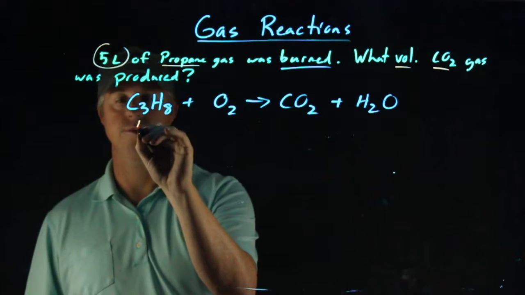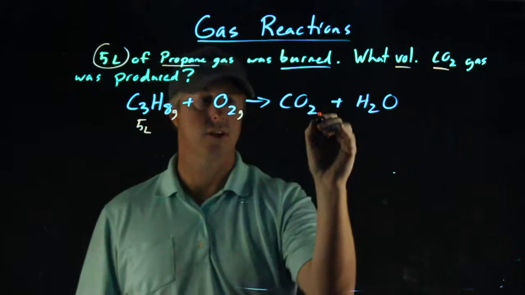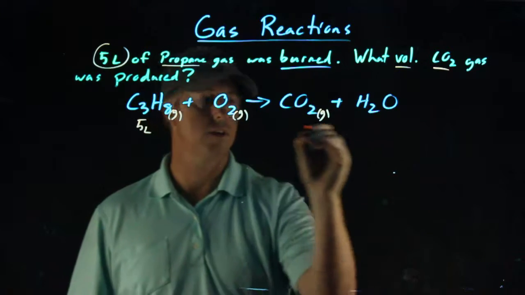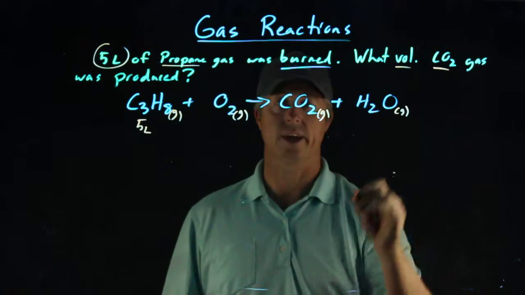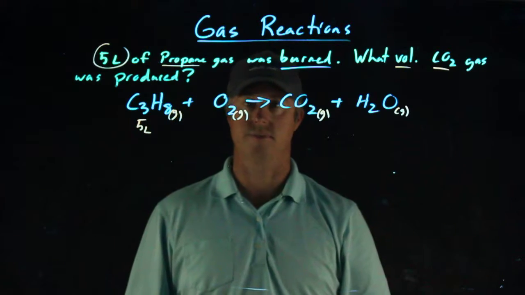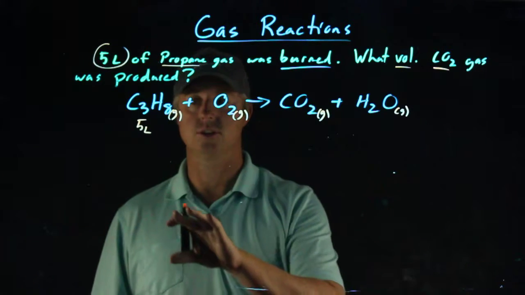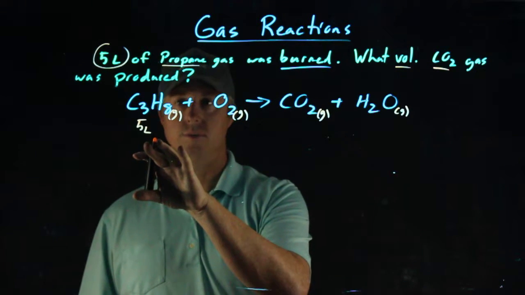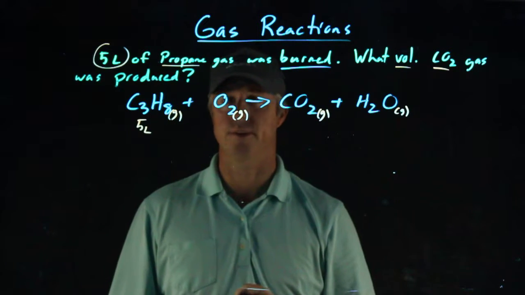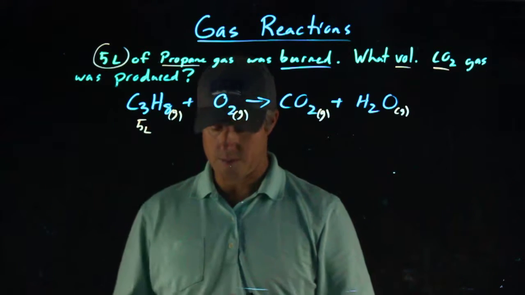I know I start out with 5 liters of propane gas. Oxygen's a gas, carbon dioxide's a gas, and water is actually going to be in gaseous form when we burn it. Okay, so all of these are gases. If they're already all gases, I don't need to do much with the volume because the volume is going to follow the mole ratio. So first I have to find the mole ratio. You find that by balancing your equation. So let's quickly balance our equation.